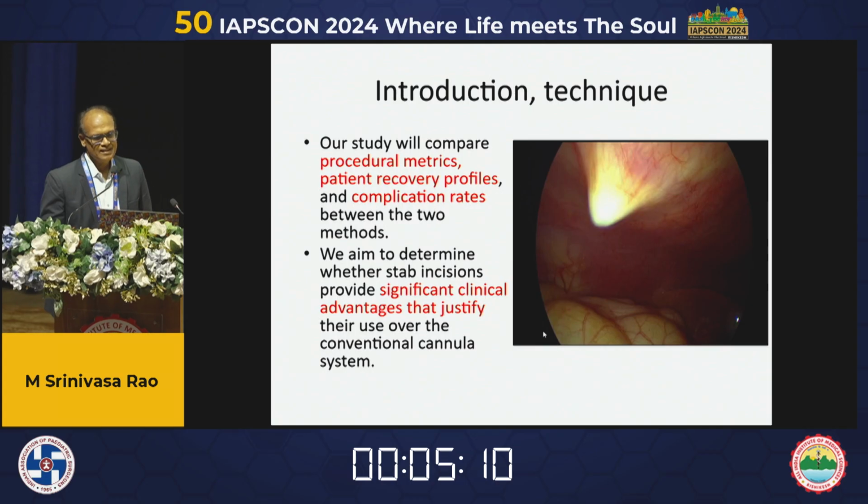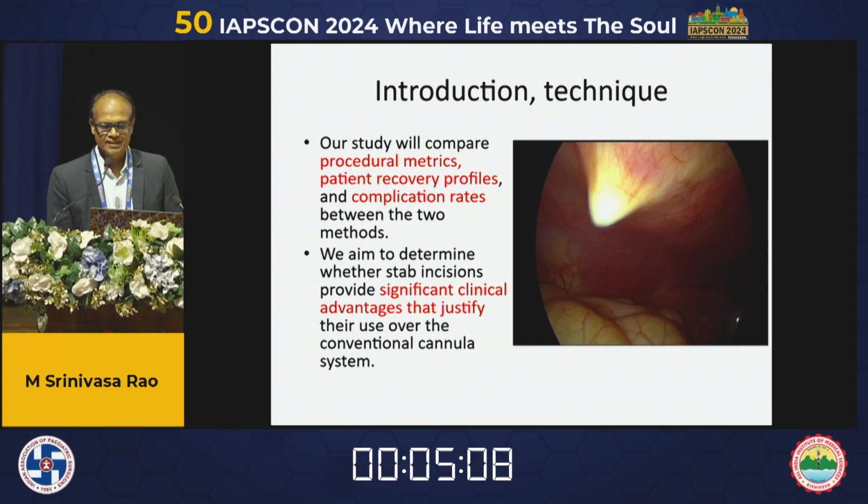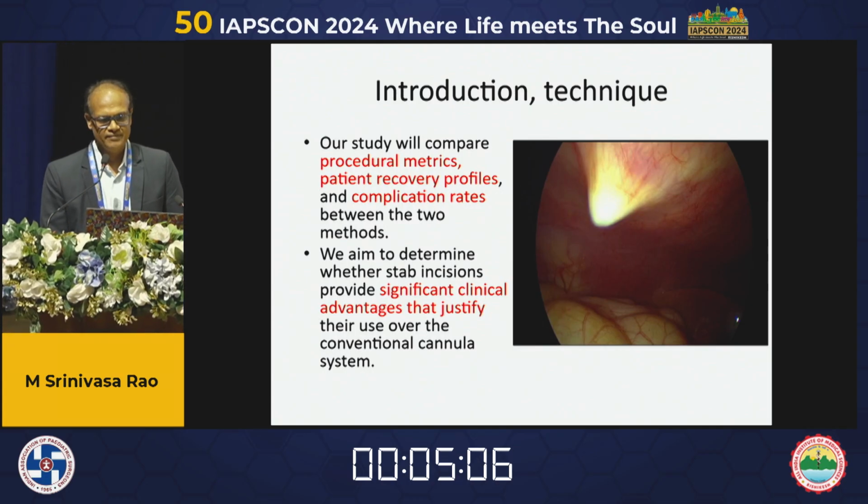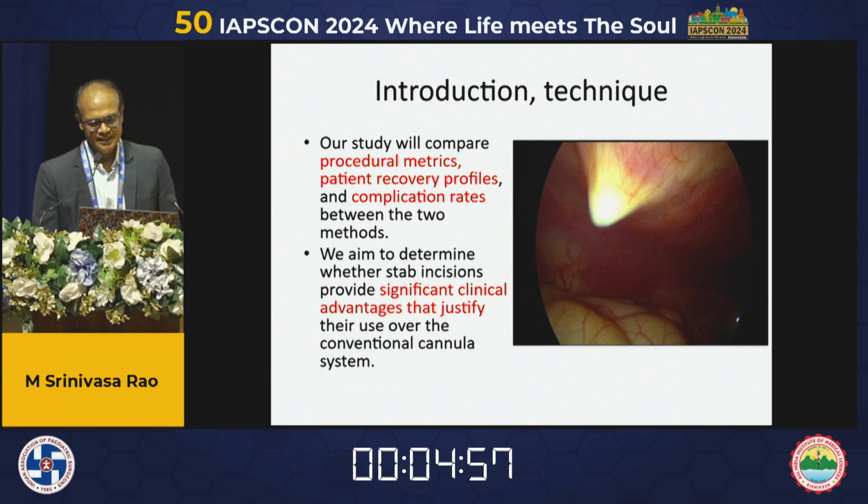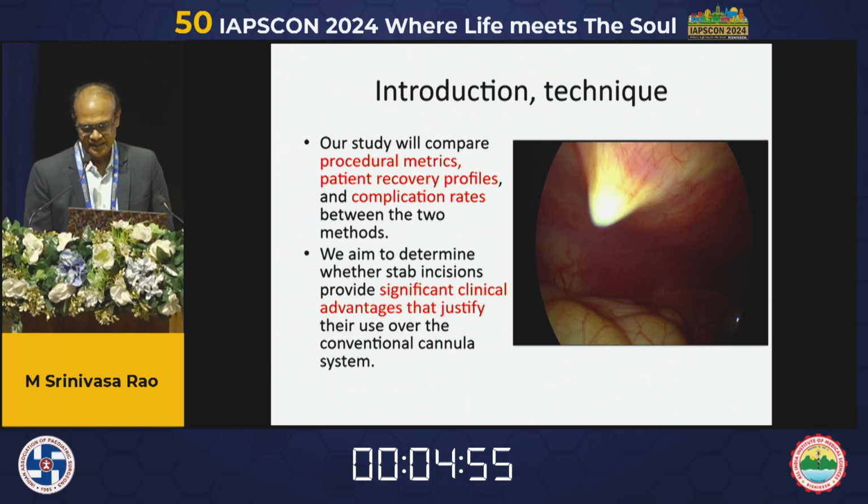The study will compare the procedural metrics, patient recovery profiles, and complication rates between the two groups. We identify the significant clinical advantages that justify the use of stab incisions for instrument introduction over the conventional cannula system.